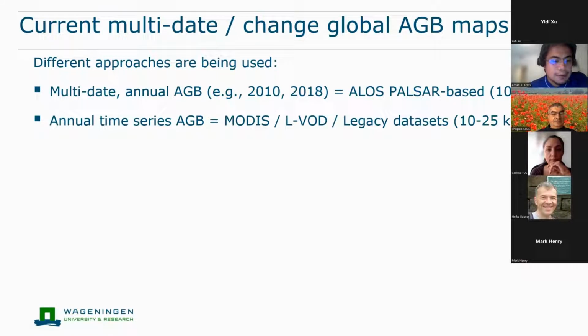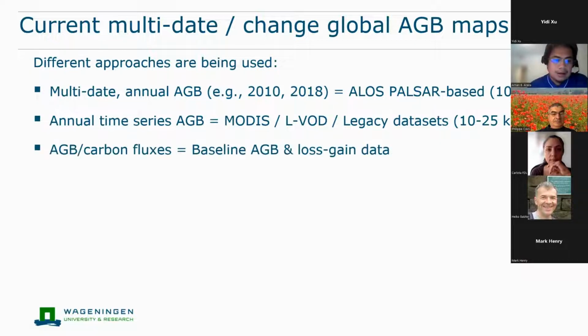If it's a time series biomass map, it's mostly produced using time series satellite data, like Moody's, Elwood, and these legacy data sets that Nuno has showed us. And of course, you can also produce a biomass flux, carbon flux, using a baseline biomass and Hansen loss and gain data and some other activity data, integrated.